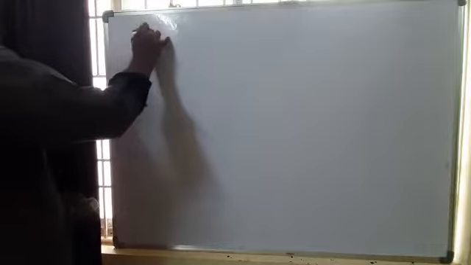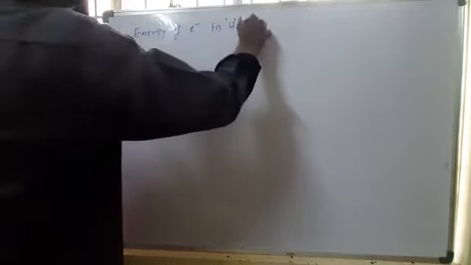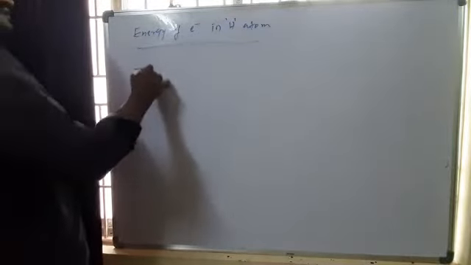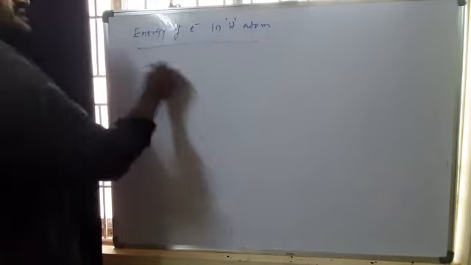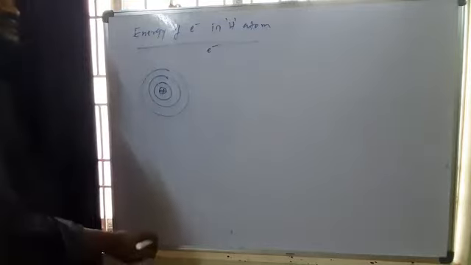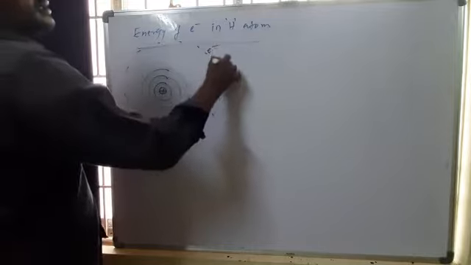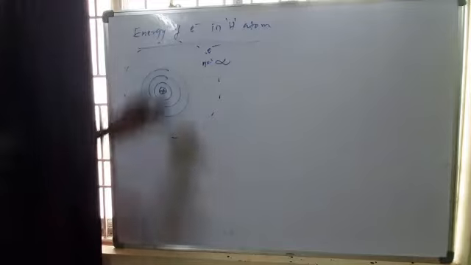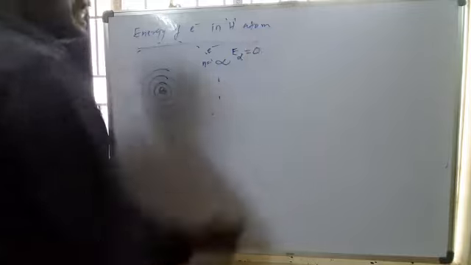Next, the energy of an electron in a hydrogen atom. You know that when an electron is present at an infinite distance, that is, at the infinite shell, n equal to infinity, the energy of that electron at the infinite shell is considered as zero.